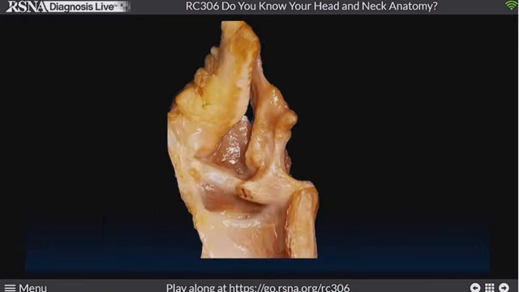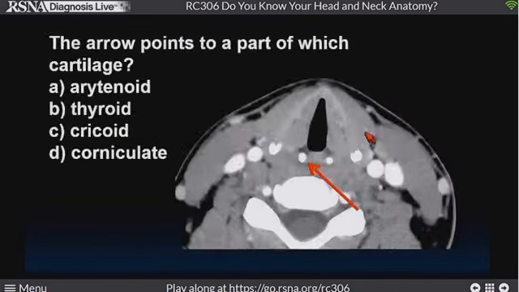Here is the arytenoid. Here is the vocal ligament, vocal process, corniculate. This is actually the cuneiform. I want to thank Jim Kobler for helping me with these dissections, which can be translated: he did it, I watched. And here is the cricoid, and here is this little arytenoid perched up, not in the midline, it is actually offset just a little bit.